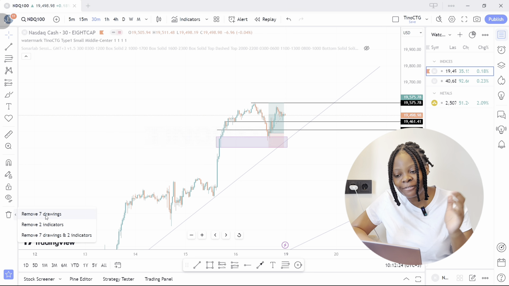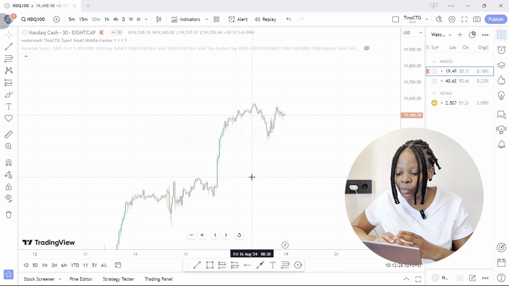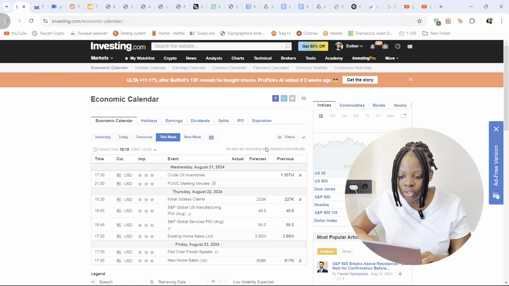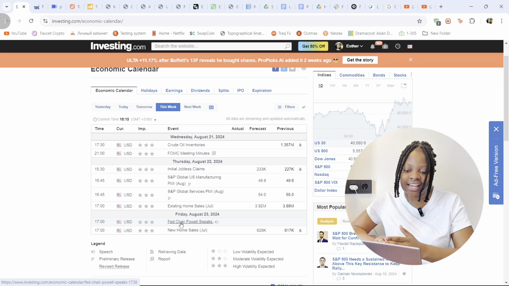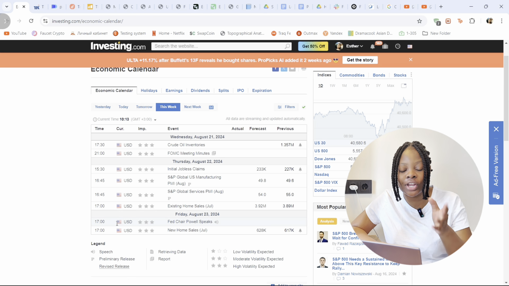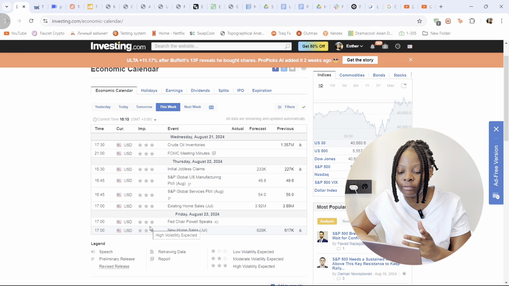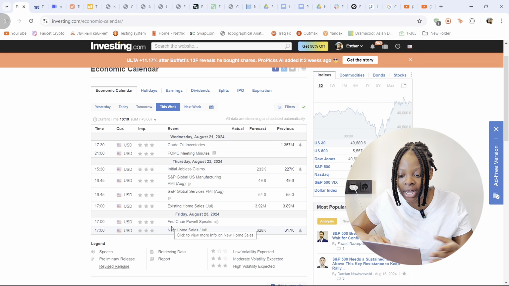We're gonna delete every single thing that we have because we want a clean chart. All right, so looking over here, we have Mr. Powell speaking on Friday. This is probably the only time we're going to have crazy news, and this is also before the NYSE session opens, 30 minutes before. So the market is just going to be volatile on Friday, right? So we want to be careful.